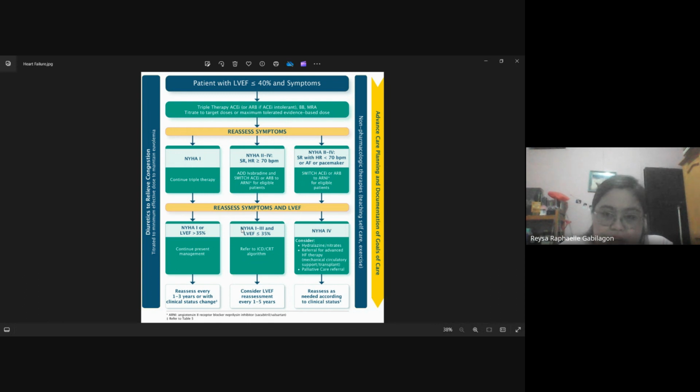Pag class 4, we may consider additional drugs like our vasodilators, hydralazine, and our nitrates. And then, pwede na natin i-refer yung patient natin for advanced heart failure therapy. Yung parehas sa ICD-CRT, yung mga mechanical circulatory support or yung mga transplant. And palliative care referral. So, syempre, there is still reassessment here. Okay, after giving the treatment. So, this is an example of an algorithm that we may use for our patient with heart failure.